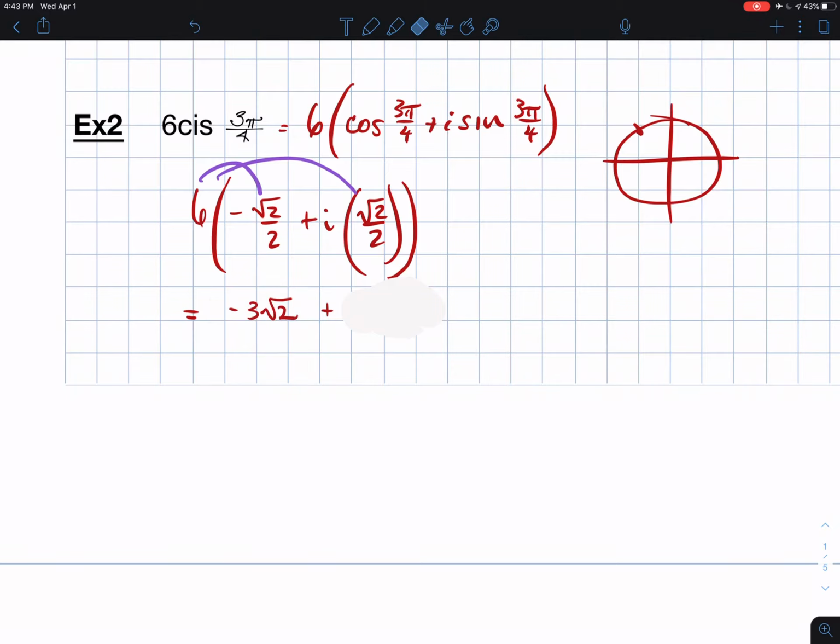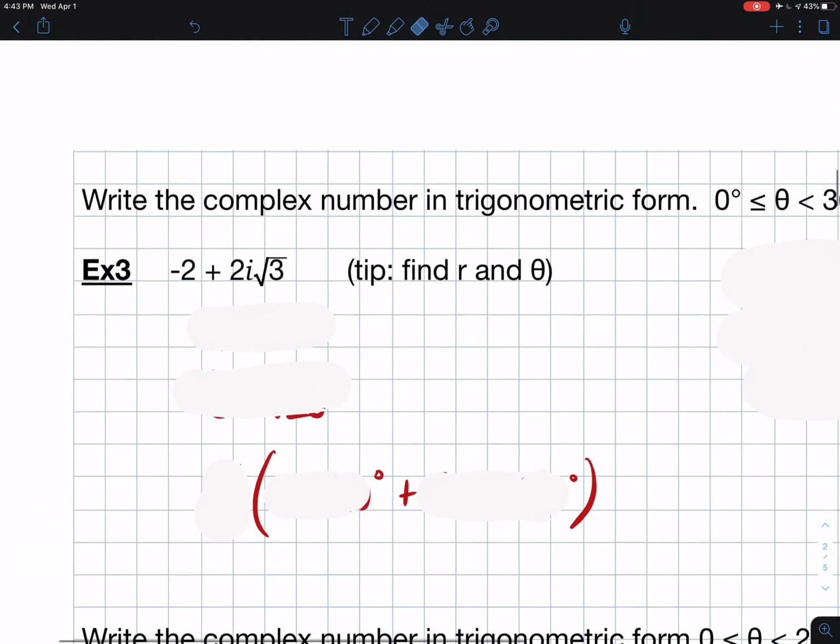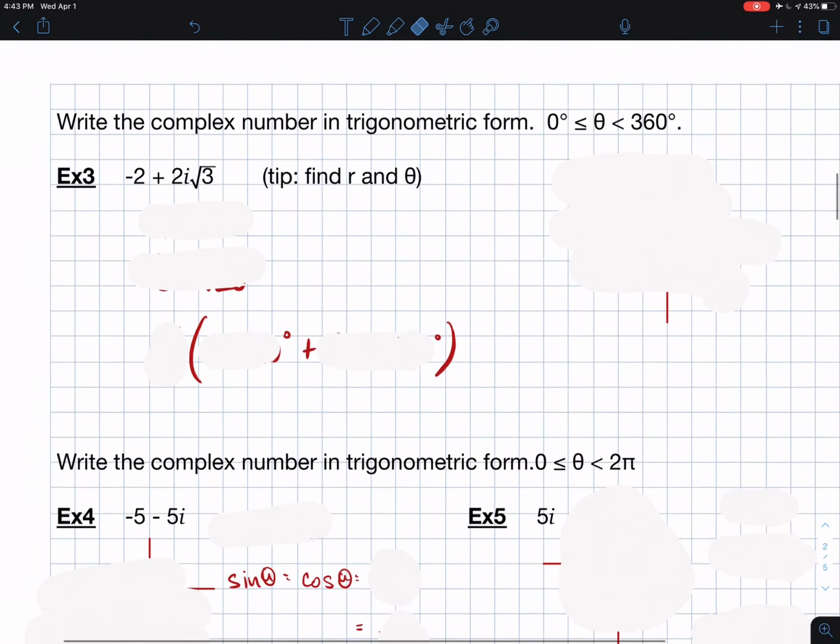And when you distribute and reduce your fractions, you're going to get negative 3 root 2 plus 3i root 2. All right, let's head into example number 3. Okay, what are the two questions again? What do you have? What do you want?